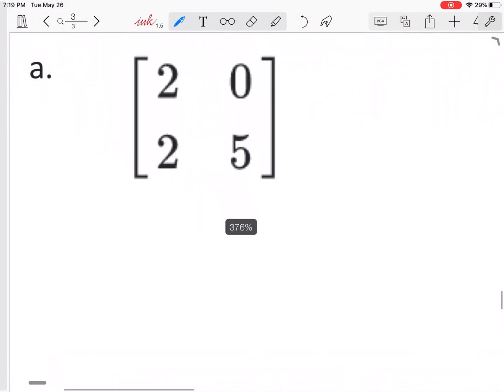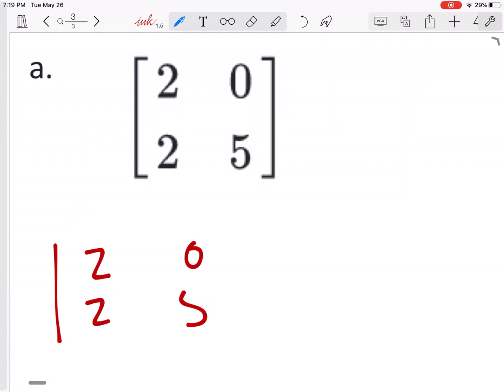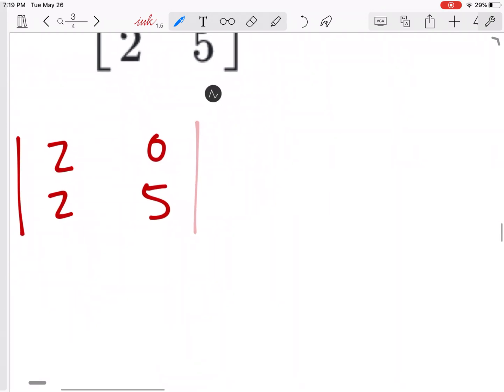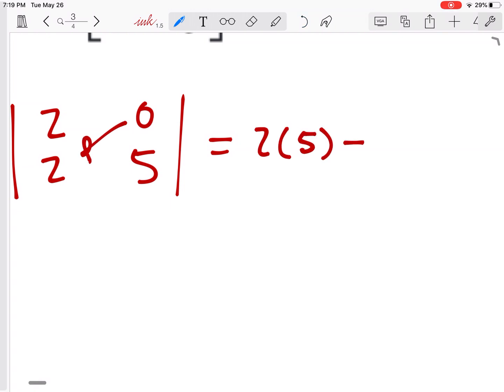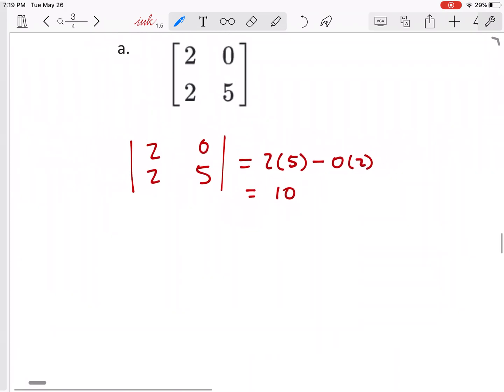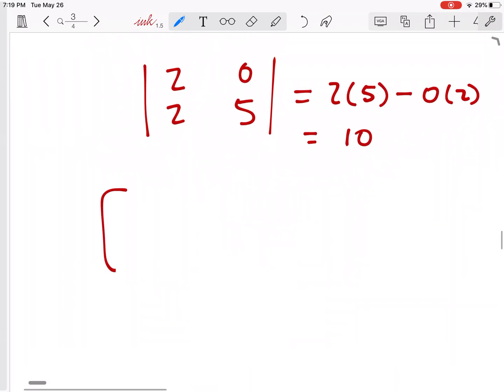All right, for me, first thing I know we're going to need to know the determinant. 2, 2, 0, 5, we're calculating the determinant of this matrix. Well, we'll multiply 2 times 5 and then subtract 0 times 2. We get 10 minus 0, so just 10. The determinant is 10.